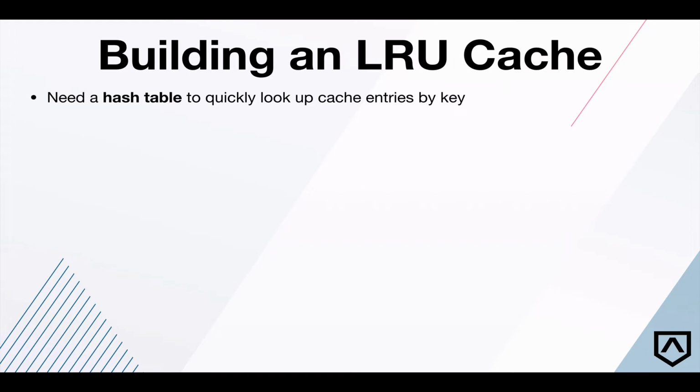But that's not enough. We want to build an LRU cache, so we need some other kind of data structure to help us organize the data in a least recently used, most recently used way. And the data structure that works well there is a doubly linked list.